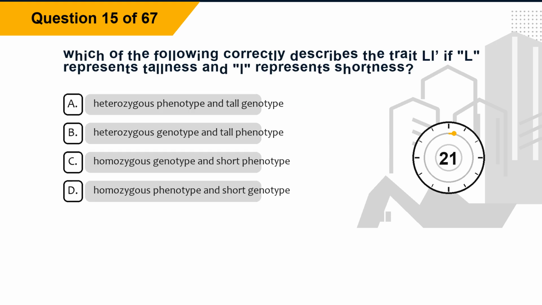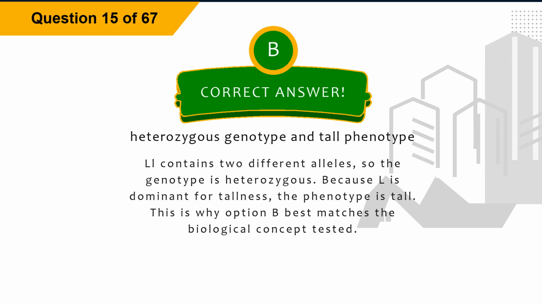Question 15. Which of the following correctly describes the trait LL, if L represents tallness and L represents shortness? Option A, heterozygous phenotype and tall genotype. Option B, heterozygous genotype and tall phenotype. Option C, homozygous genotype and short phenotype. Option D, homozygous phenotype and short genotype. The correct answer is option B, heterozygous genotype and tall phenotype.